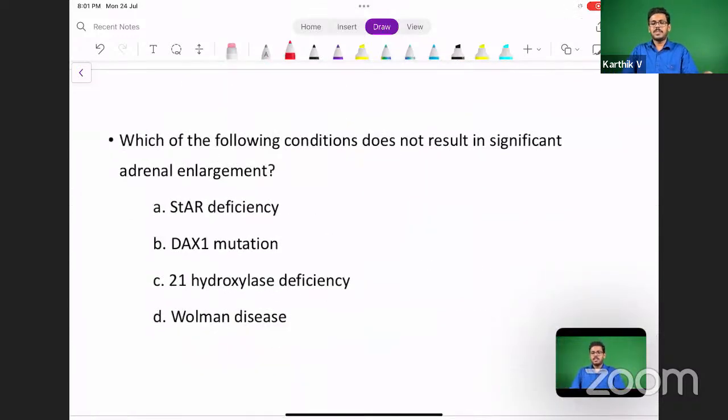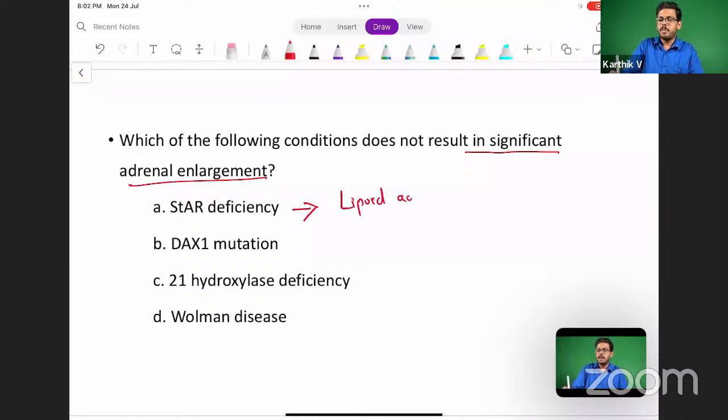So the next question: which of the following conditions does not result in significant adrenal enlargement? Okay, significant adrenal enlargement doesn't occur in which condition? StAR deficiency, we have seen, causes lipoid adrenal hyperplasia. Lipoid adrenal hyperplasia means there is massive enlargement of adrenals due to large lipid droplet deposition due to StAR protein deficiency. So definitely there is significant adrenal enlargement.